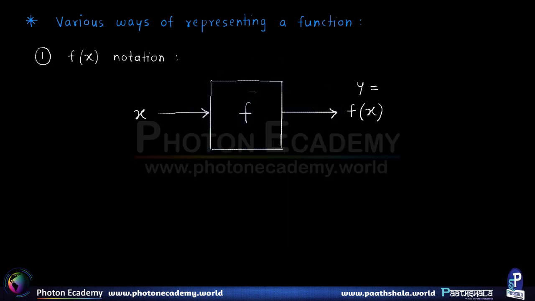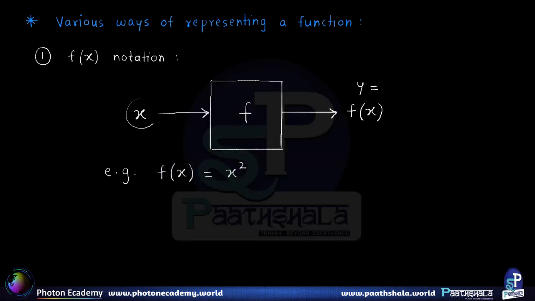Now what happens inside this box depends on how the function is defined. So suppose we define some function, say f of x, as x square. It just means that whatever x we are sending in as the input, the output will be nothing but the square of that particular input. Alright. So this is what we call the definition of the function in this example.